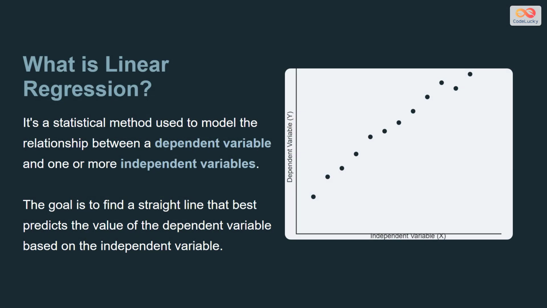So, what exactly is linear regression? It is a statistical method that helps us understand and model the relationship between two types of variables. We have a dependent variable, which is the value we want to predict, and an independent variable, which is the value we use to make the prediction. The main goal is to draw a single straight line through our data points that best represents the overall trend.